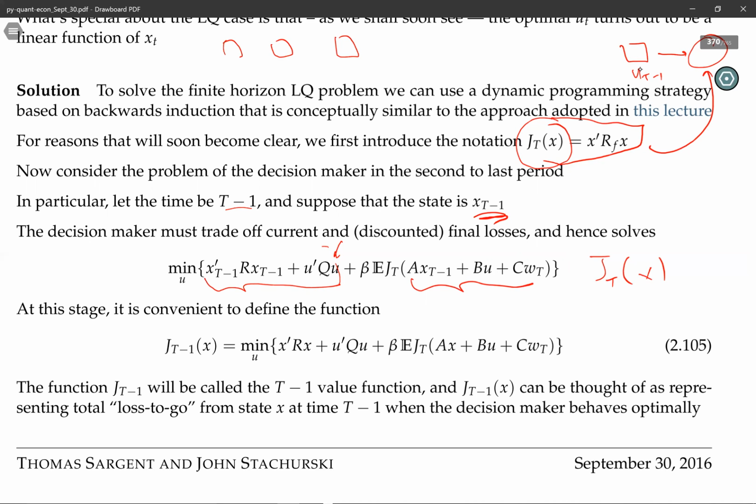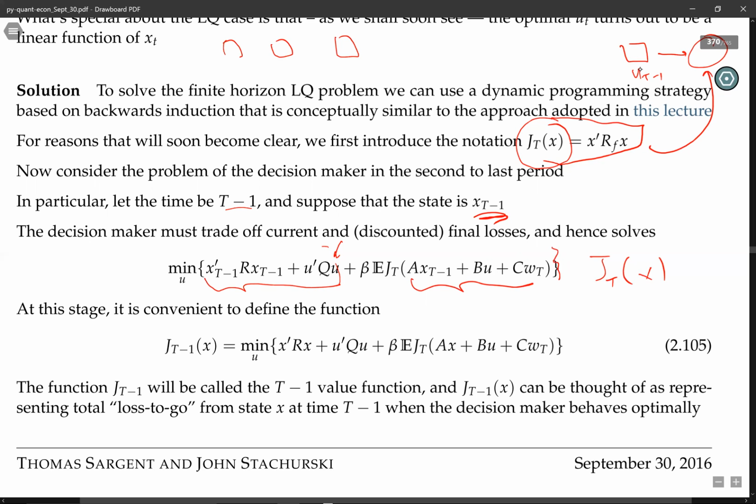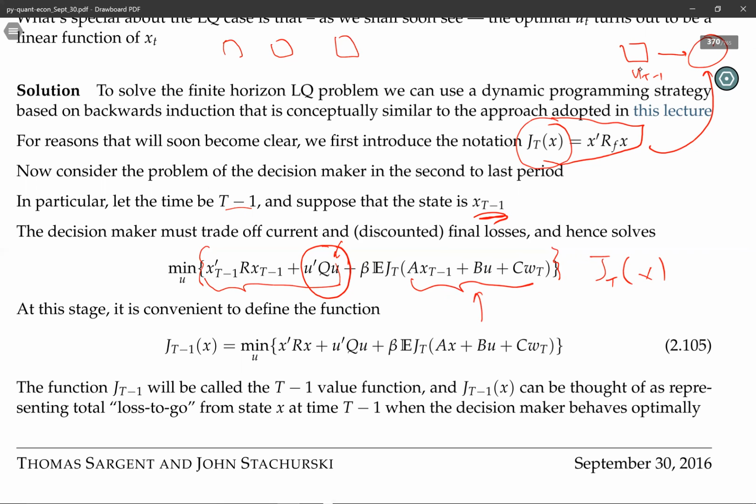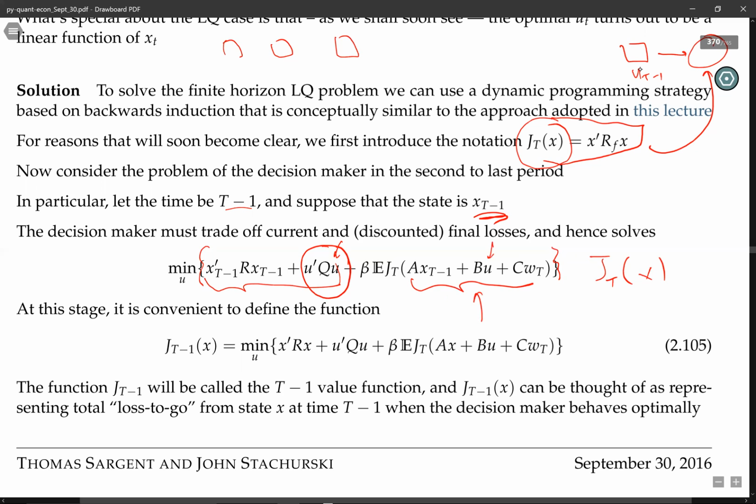So we're going to define a recursion. This is a minimization problem. And when we're choosing u, we have two things to consider: its effect on the loss today and the effect on the discounted loss tomorrow through its influence on next period's state. That's a mouthful, but that's what this is saying. u is entering here and it's entering here.